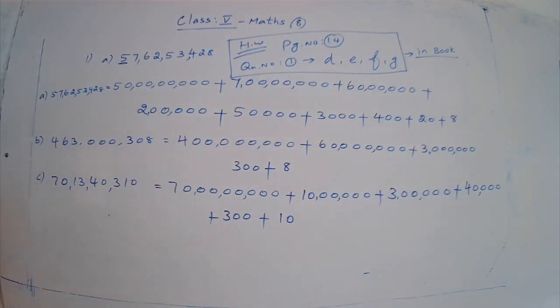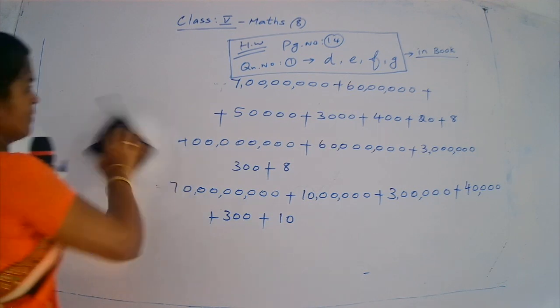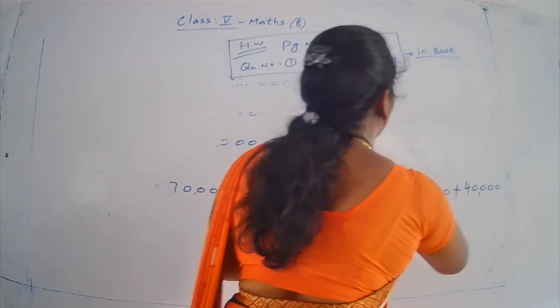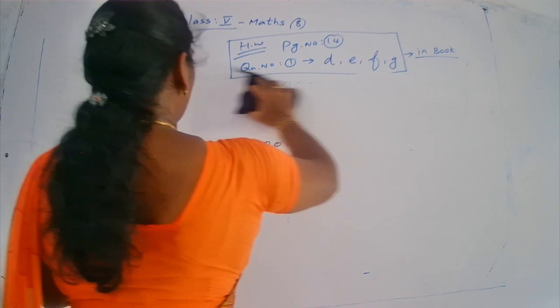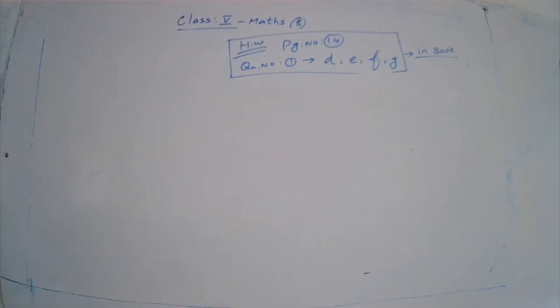Okay, children. Now you come to the second question. All of you see the second question, filling the blanks. In second question, A part, the predecessor of the smallest 9-digit number. Predecessor of the smallest 9-digit number.